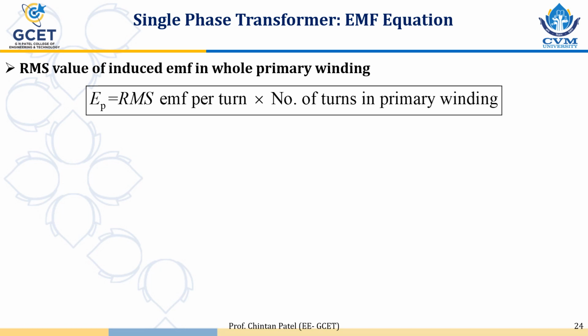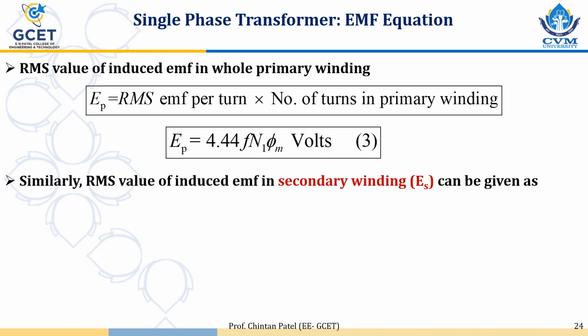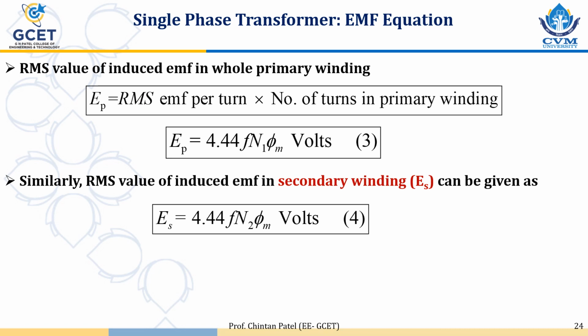As a result, if we simplify, we get the EMF induced per turn. Now, the RMS value of induced EMF in the whole primary winding, EP, is the RMS EMF per turn into the number of turns in the primary winding. We can put the above relations here. So EP is equal to 4.44 f phi m N1, where N1 is the number of turns in the primary winding. Similarly, the RMS value of induced EMF in the secondary winding, ES, has N2 in place of N1, because the number of turns of the secondary winding is N2. So ES is 4.44 f N2 phi m volts.